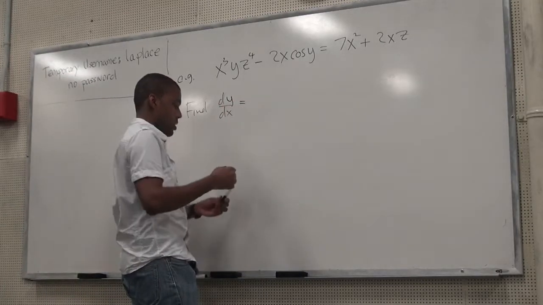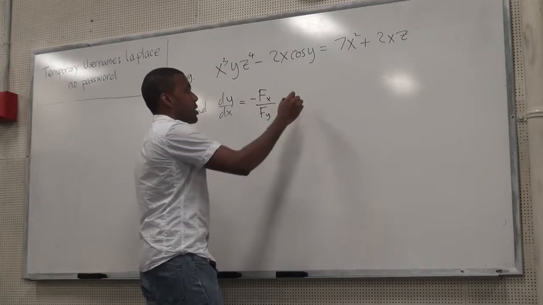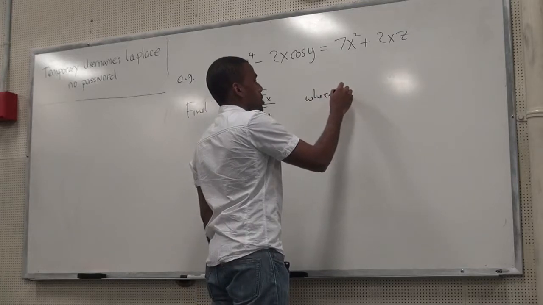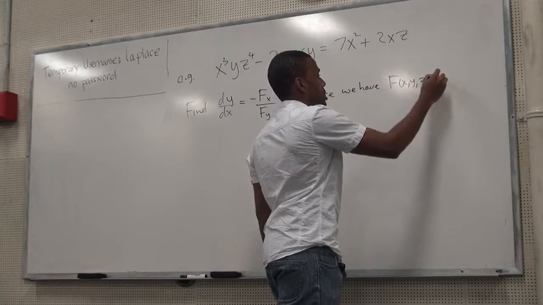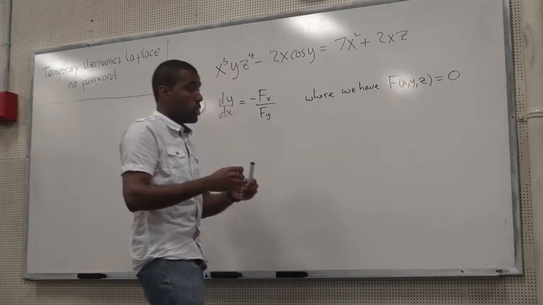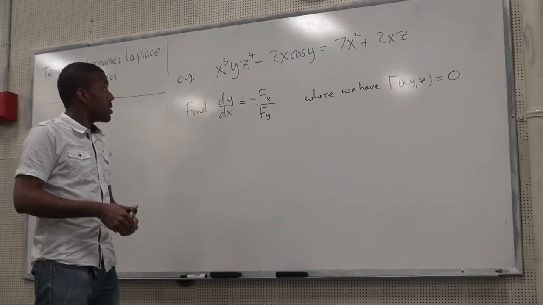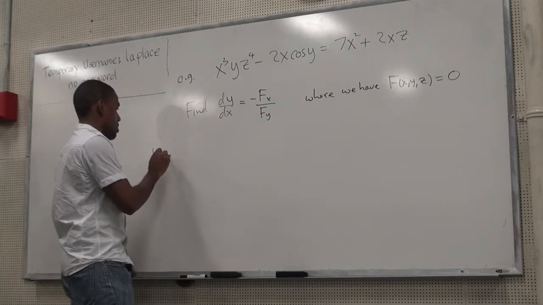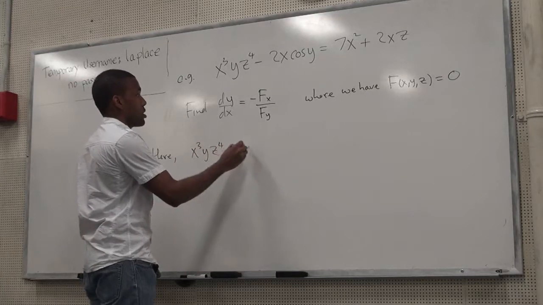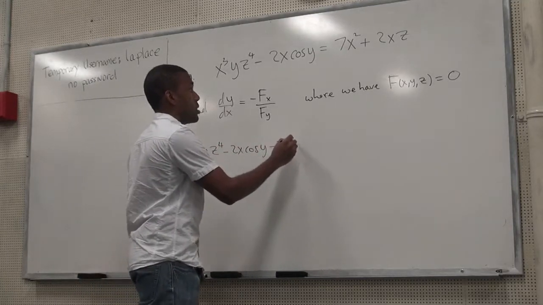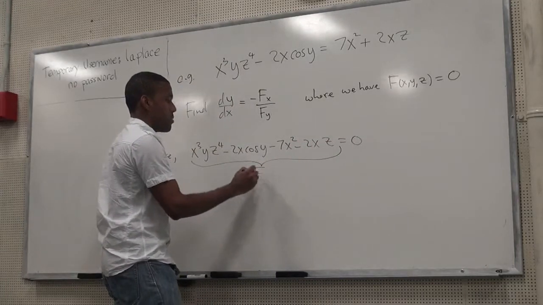And that's going to be equal to minus f_x over f_y, where we have f(x, y, z) equals 0, or any constant can work. So the idea is you get everything to one side and take that as the big F. Here we have x cubed y z to the fourth minus 2x cosine y minus 7x squared minus 2xz equals 0. And this here is my F.